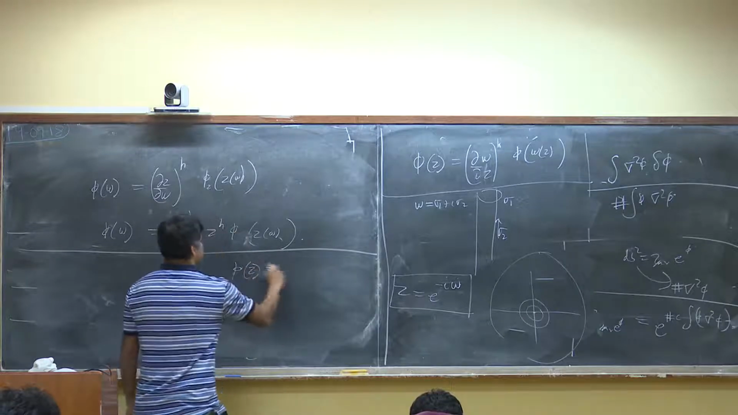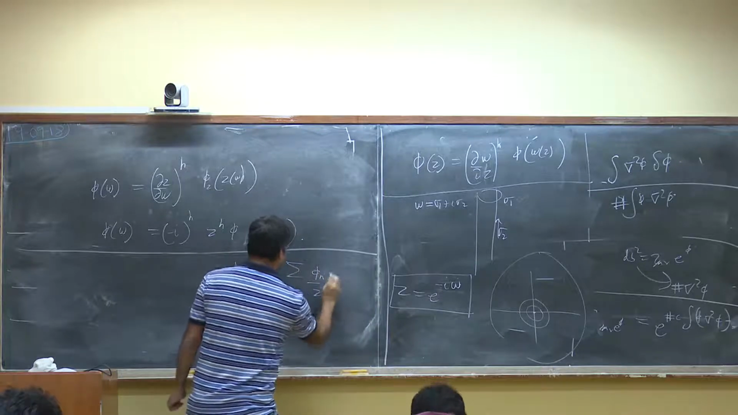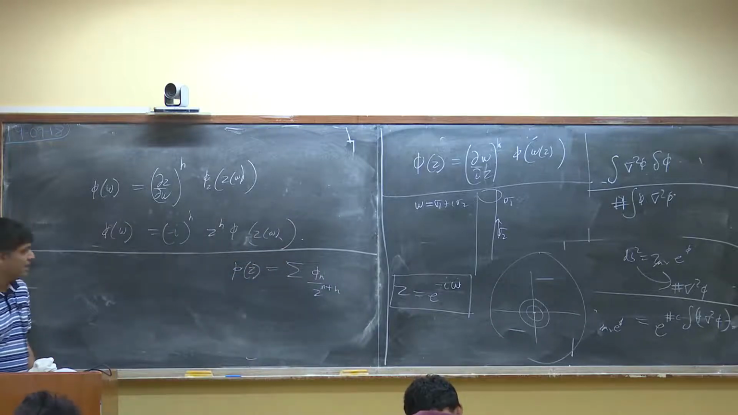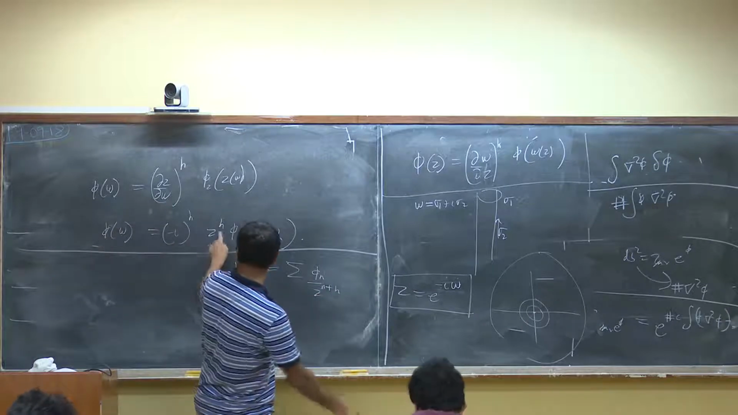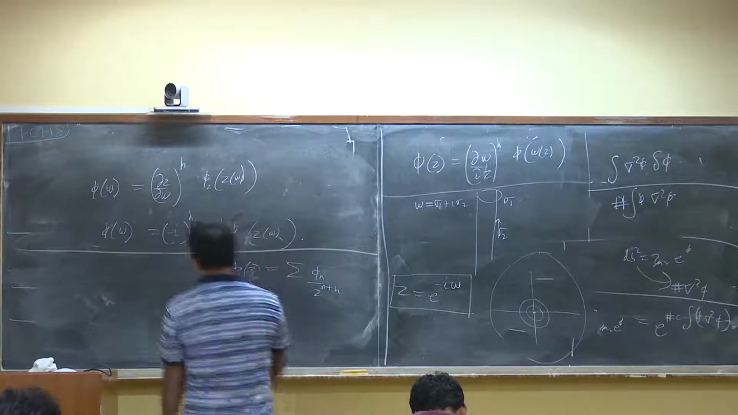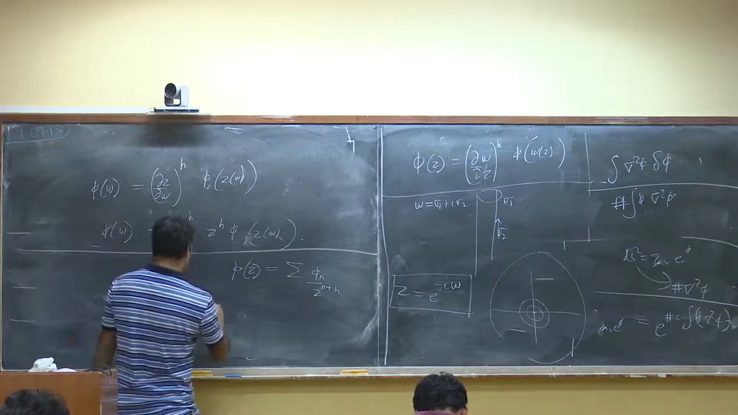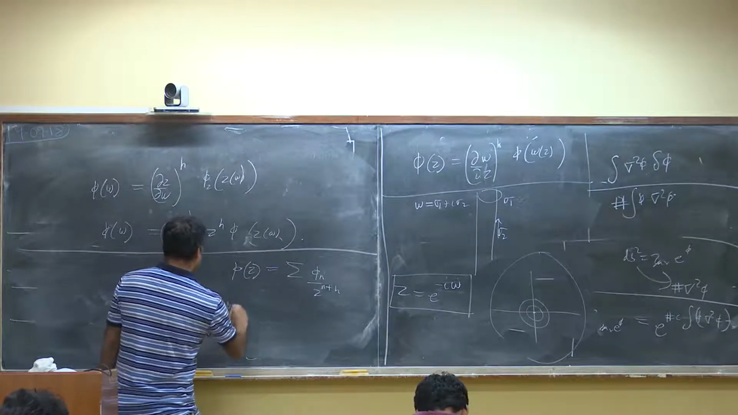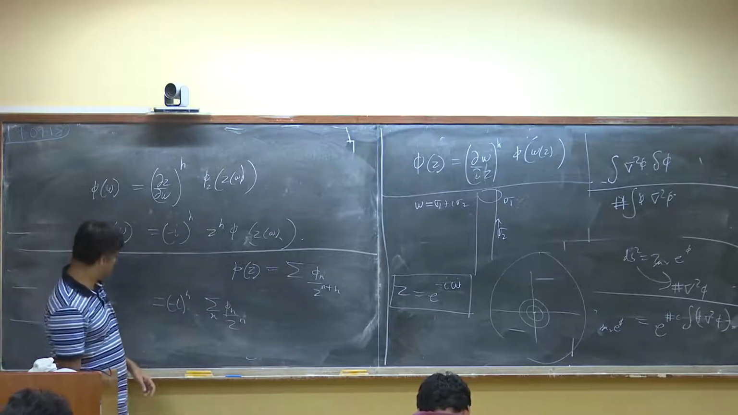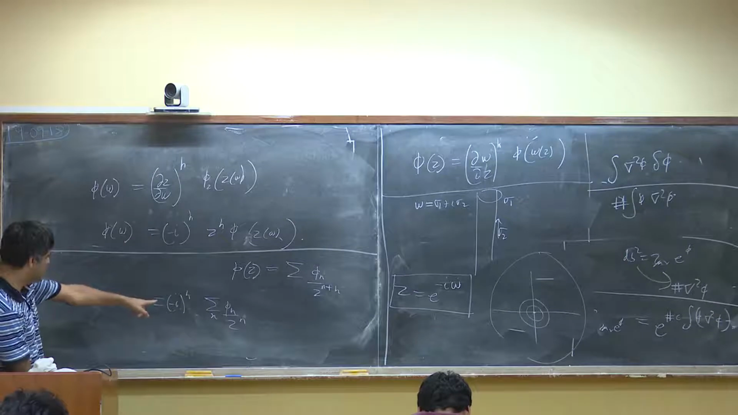So phi of Z is equal to, and let me call it phi n by Z to the power n plus h. Suppose I made such an expansion. I put the plus h here, so it will cancel this Z to the power h. So then this would give us some minus I to the power h times sum over n phi n by Z to the power n.